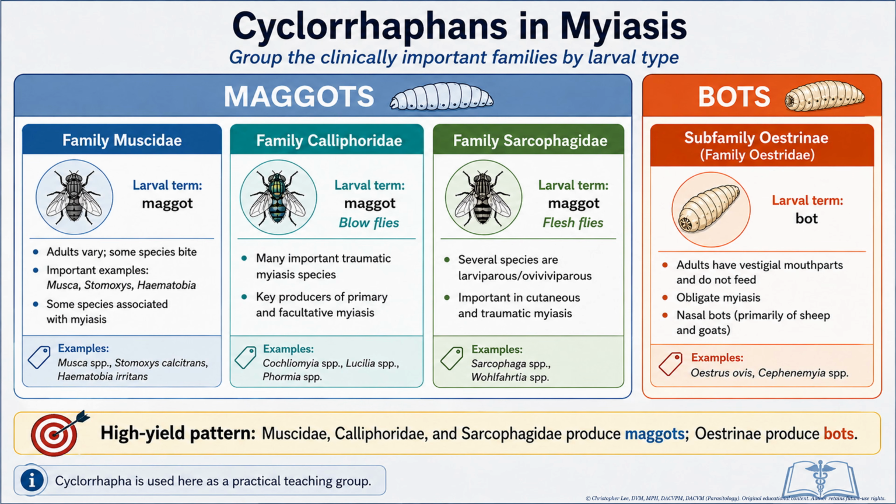The etymology of Sarcophagidae hits almost too perfect. Sarco means flesh, and phage means eating. That makes flesh flies a name everybody can remember.